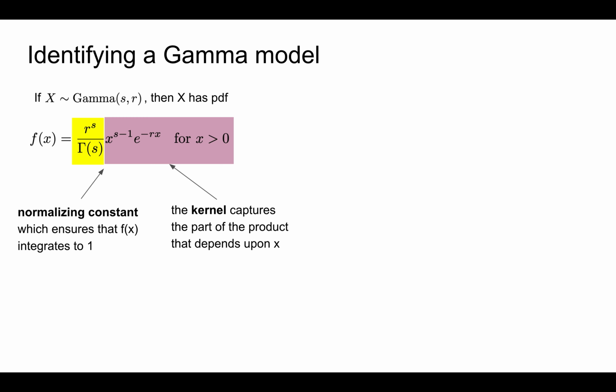Now that we've seen the gamma PDF in action, let's take a closer look. We can decompose the gamma PDF into 2 pieces. First, the kernel of the PDF captures the part of the product here that depends upon x. This is the heart of the PDF and its description of the variability in x. The remaining piece of the PDF is the normalizing constant. This constant does not depend upon x. Rather, it's simply in place to ensure that the PDF integrates to 1.